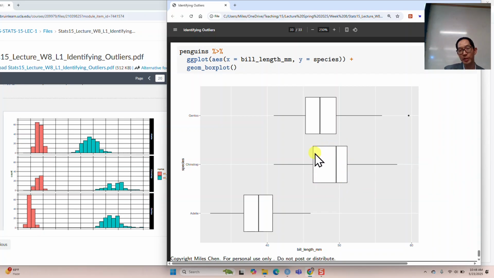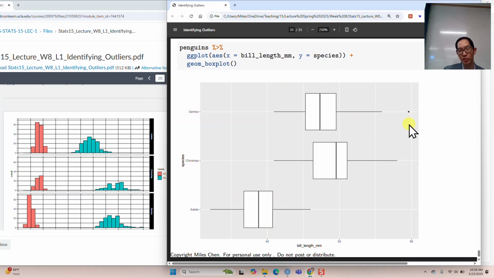But this part right here, the box, represents the middle 50%, okay? So you have the middle 50%, 25th to 75th percentile, not a lot of spread here. But then if you look at the whiskers, there's more spread, and then we have an outlier for this one Gen 2 penguin with a very long bill length, okay?